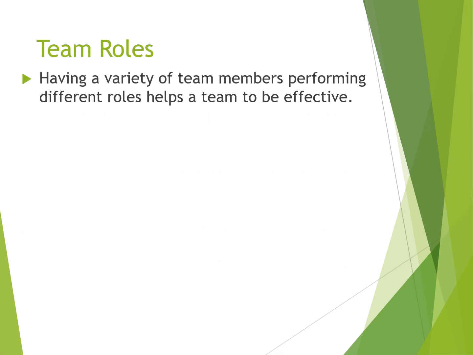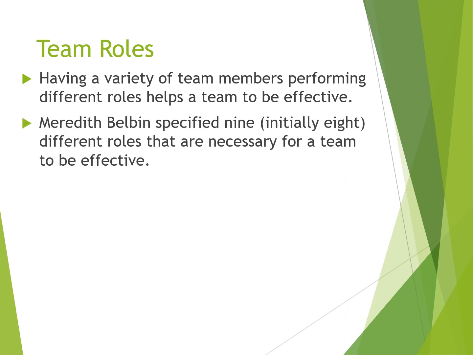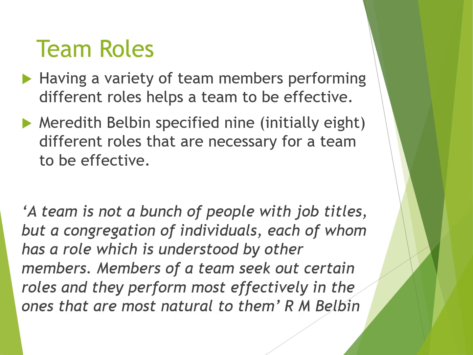The second thing is about team roles, and having a variety of different team members performing different roles helps your team to be effective. So you're looking for a range of different skills. Meredith Belbin specified 9. There were initially 8 different roles that are necessary for a team to be effective, and this is something that's really important. And what Belbin said was, a team is not a bunch of people with job titles, but a congregation of individuals, each of whom has a role which is understood by other members.